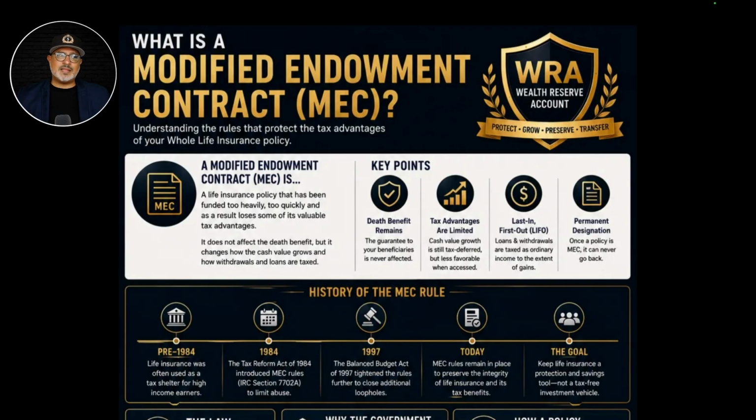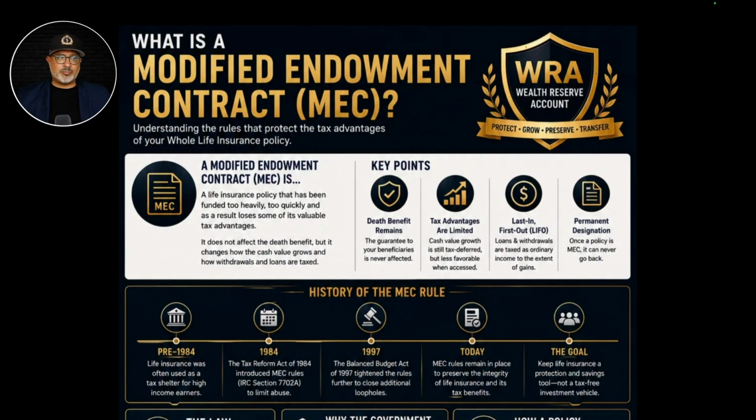Where it is affected is in the tax advantages. They are limited. Cash value growth is still tax deferred, but less favorable when accessed. There's the last in, first out, LIFO rule. Loans and withdrawals are taxed as ordinary income to the extent of gains. And so that's where it really makes the difference.